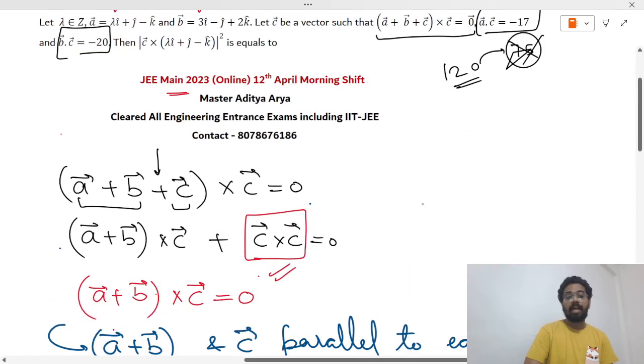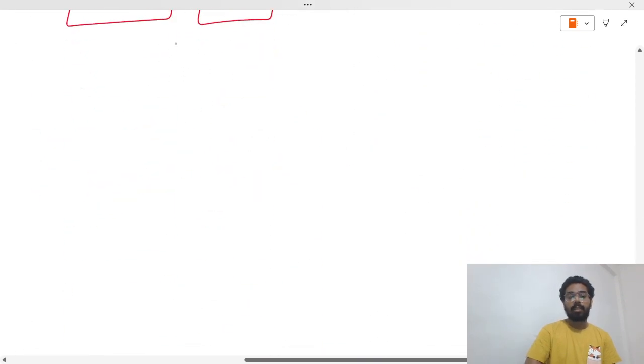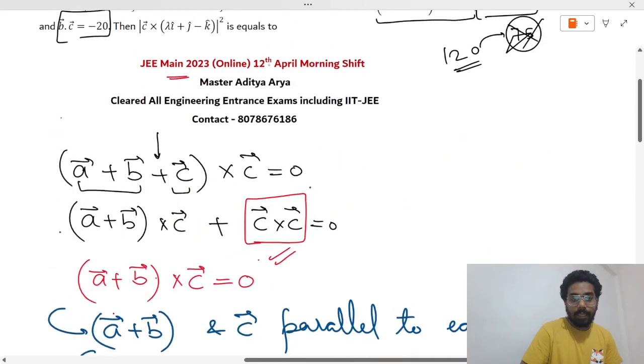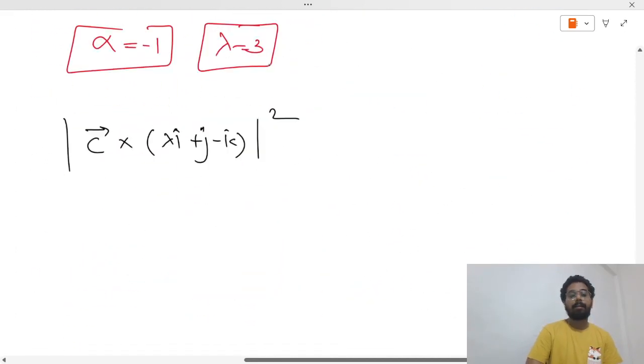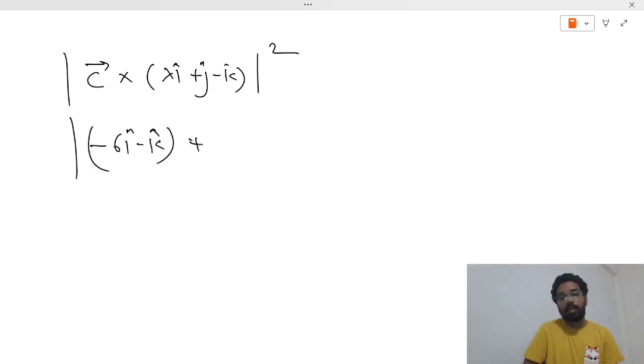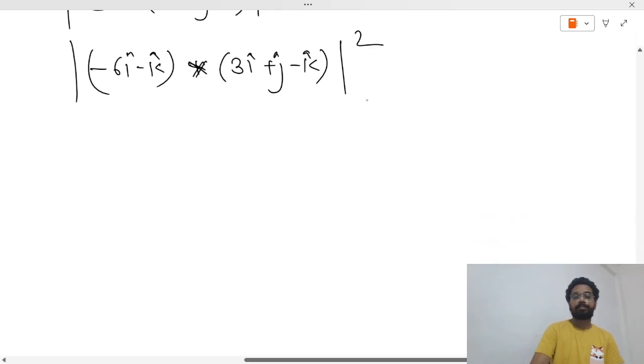If you read the question, we have to take a cross product with this one. Okay, so writing this again. What they're asking is to calculate the magnitude of C cross (lambda i plus j minus k cap), the magnitude of this whole square. And just cross verify. Lambda i, yeah, exactly. What we have calculated as the C vector is minus 6i minus k, and the lambda value is 3. So cross of 3i plus j minus k, squared.